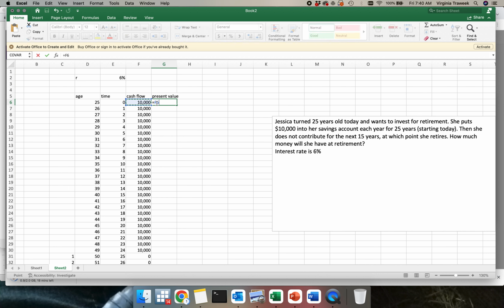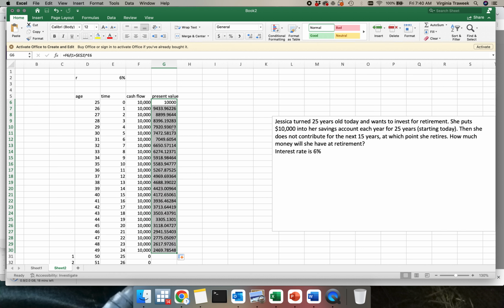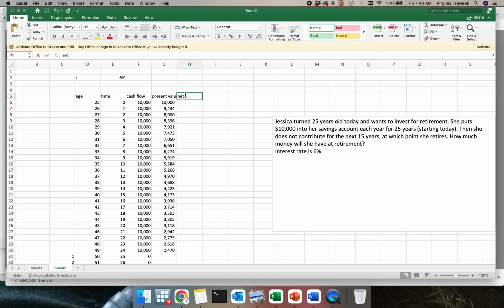Present value is just going to be $10,000 divided by 1 plus R, I'll lock the cell, to the power of t. Notice the power of t is 0 here. That means that this is just going to evaluate to $10,000. So I'm going to drag this all the way down. The rest of these are going to be 0 because there's no cash flow, so I can be lazy and not do the formula. And now let's do the net present value, which is just going to be the sum of all these.